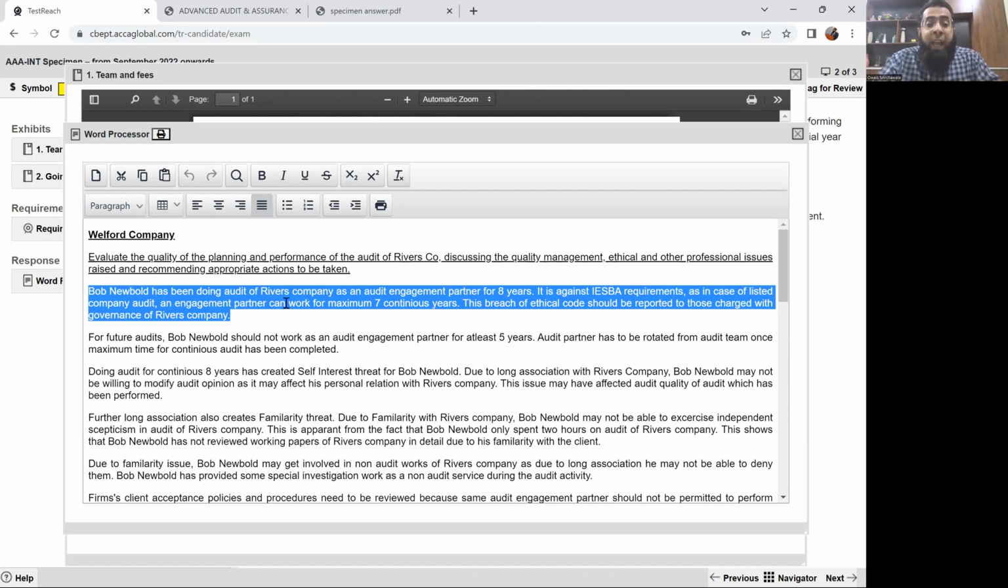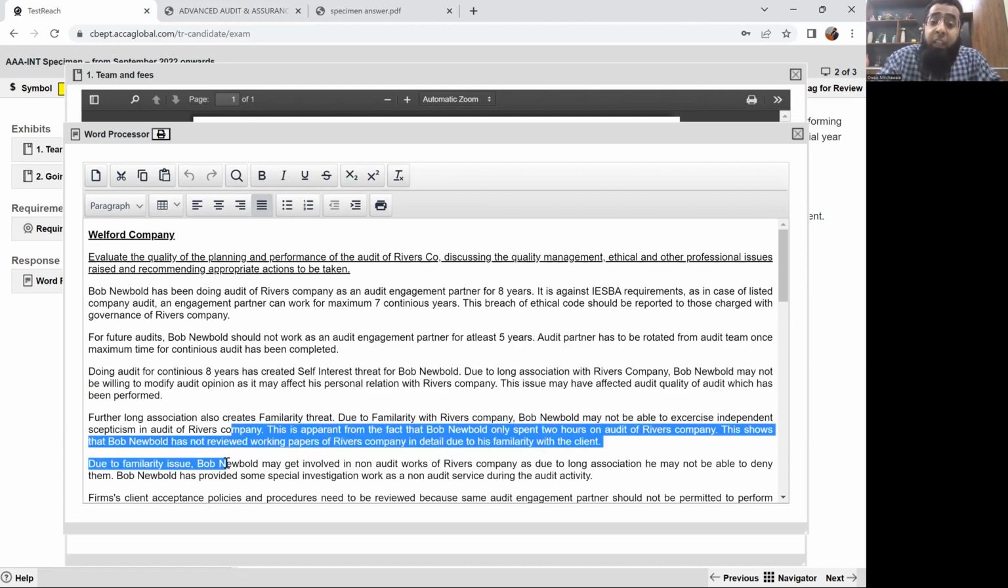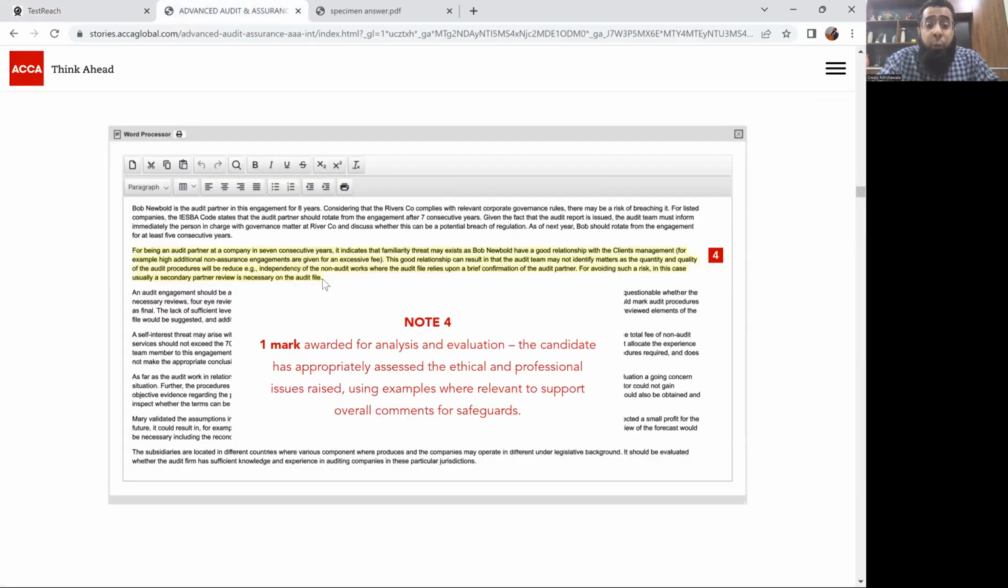Now, Bob Newbold has been doing audit for Reverse Company as an audit engagement partner for 8 years. It is against the IESBA code, as in case of a listed company, the audit engagement partner can work for a maximum of 7 years. Okay, this is 1 mark. Then we referred that Bob Newbold should be rotated from the audit for the next 5 years. Then we identified self-interest threat. Then we identified familiarity threat. Okay, we referred to issues relating to self-interest and familiarity. Let's see whether candidate 1 used this approach.